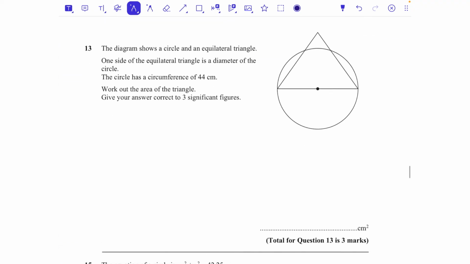Question number 13. The diagram shows a circle and an equilateral triangle. One side of the equilateral triangle is a diameter of the circle, and the circle has a circumference of 44. Now this is like telling us the answer. So circumference is pi times diameter, and that is 44.